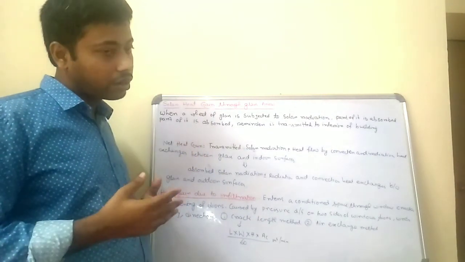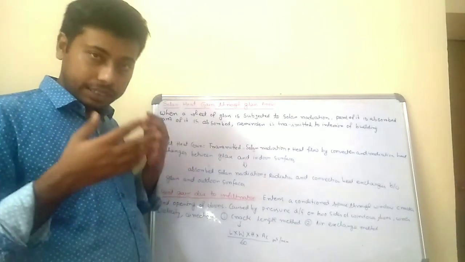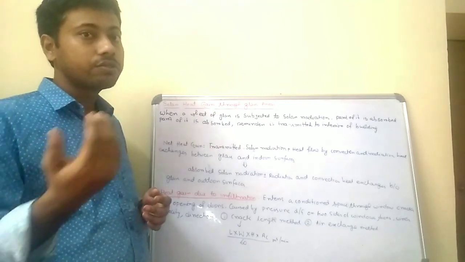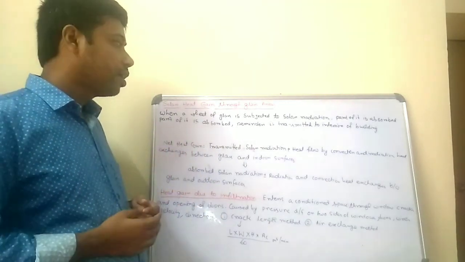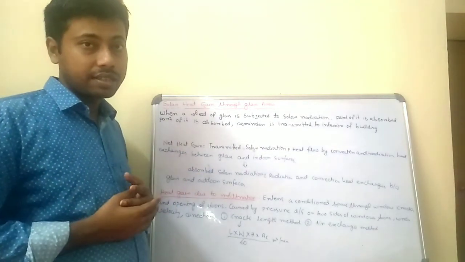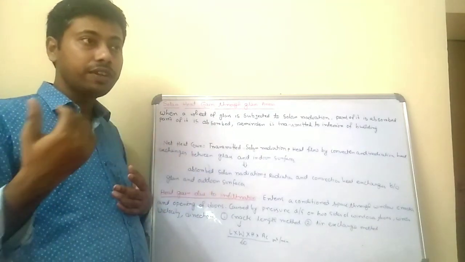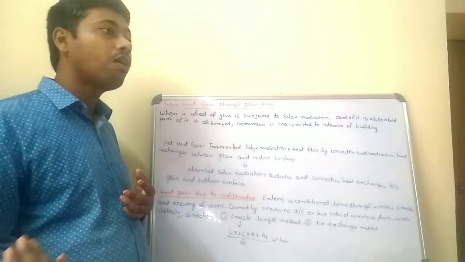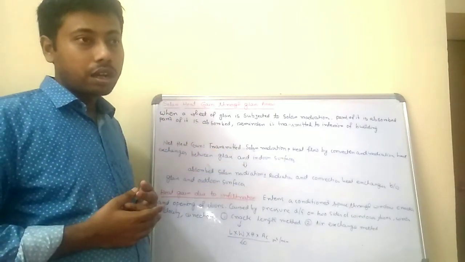That part is obviously absorbed. Some part is reflected, and some part is transmitted into the interior surface of the building. So there are possibly three ways that the heat is transferred: either reflected, absorbed into the window's glass fiber, or transmitted to the room.